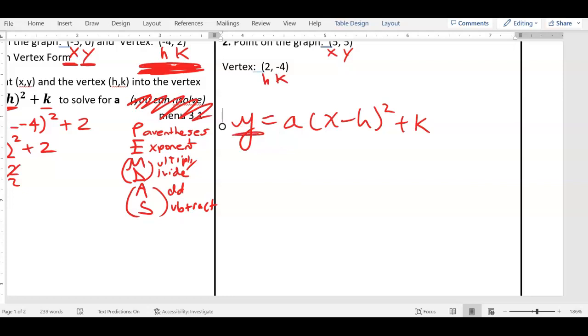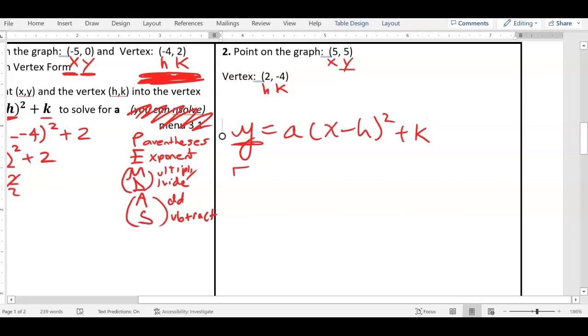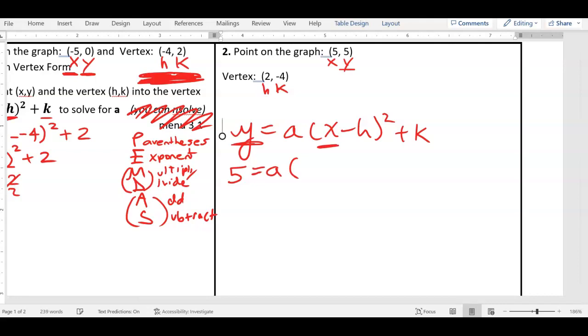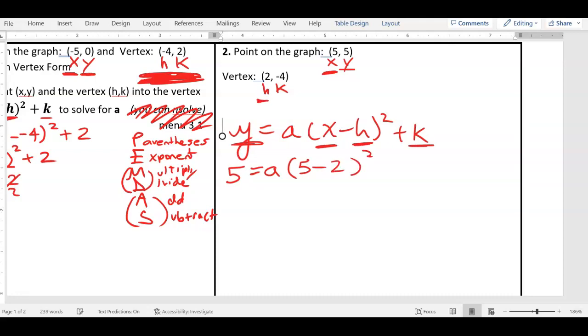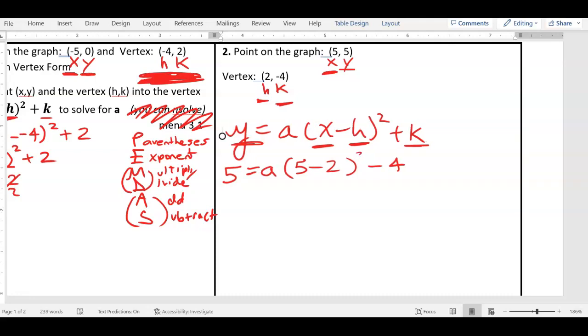Okay, so y, what is y equal to? 5 equals a, parentheses, what's x? Also 5. Minus, what's h? 2. And then what's k? Negative 4. So minus 4. Okay. Now again, we're going to do PEMDAS, parentheses. What's 5 minus 2? 3.